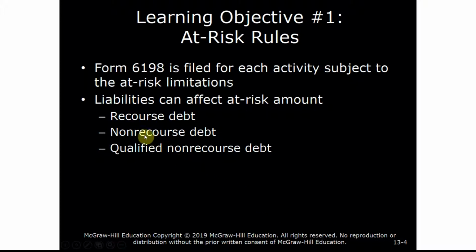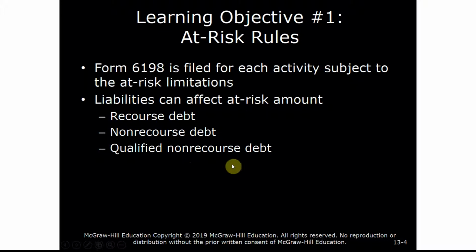I mentioned earlier that recourse debt means that the passive investor is taking responsibility. They may be a cosigner on the loan for the investment. Well, that increases their riskiness, so that increases the at-risk amount. A non-recourse debt is debt taken on by the investment, but the investors are not on the hook. They're not responsible for the payment of the debt. They're not co-signing on the debt. Therefore, it does not increase the at-risk amount.